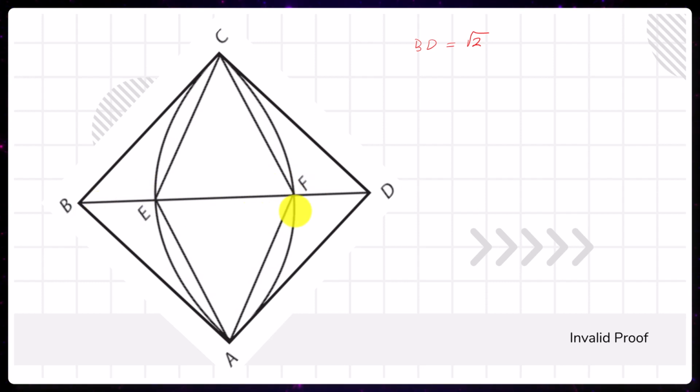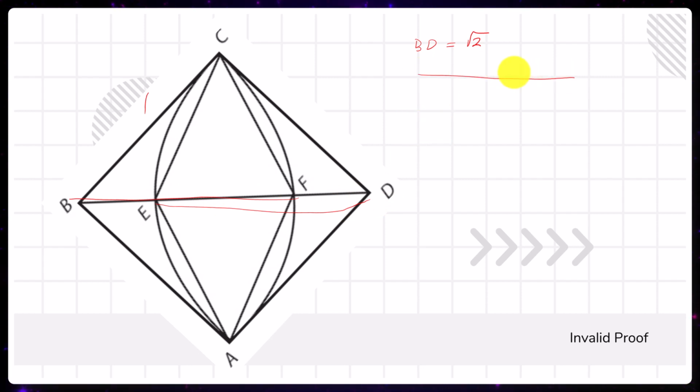So we have BF, right? What is BF? BF is the radius of this quarter circle, and it equals the side of our square, which is 1, right? And the same logic applies to ED. So now what we have here, I want to just write it down.